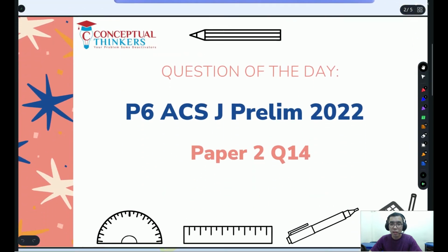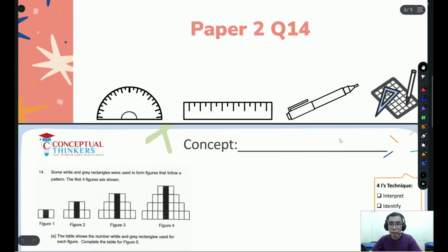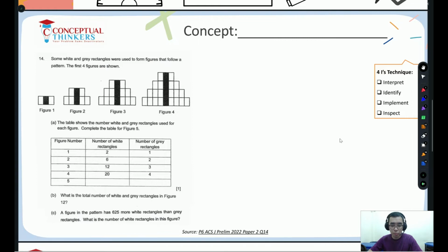Now today, our question of the day will be P6 ACS J Prelim 2022 Paper 2 Question 14. Now let's start to interpret the question.